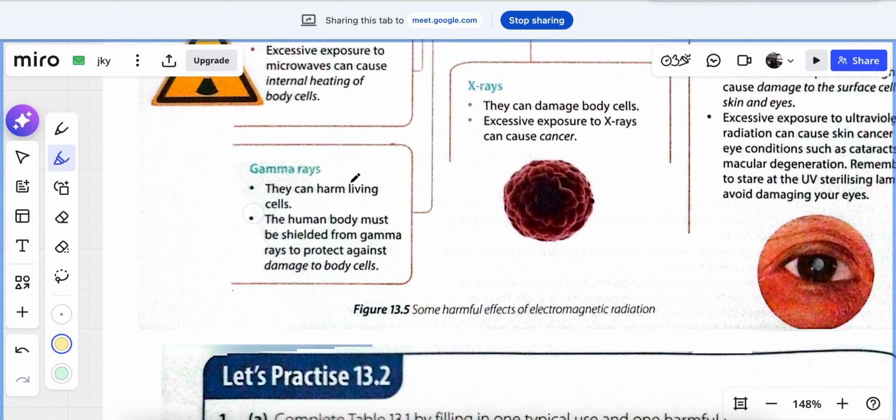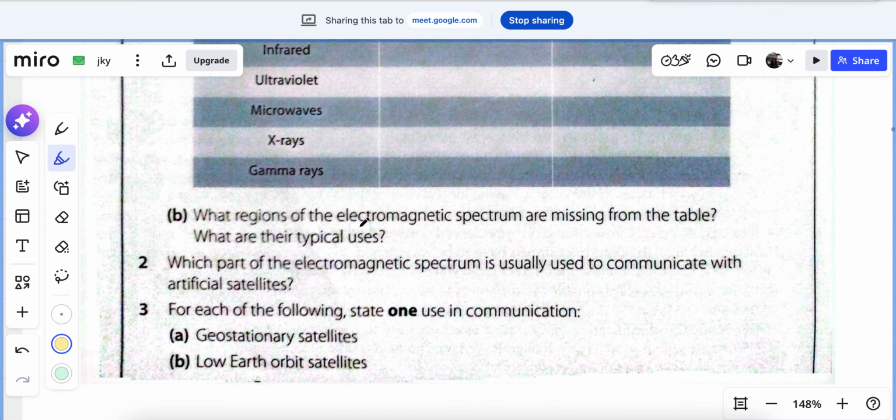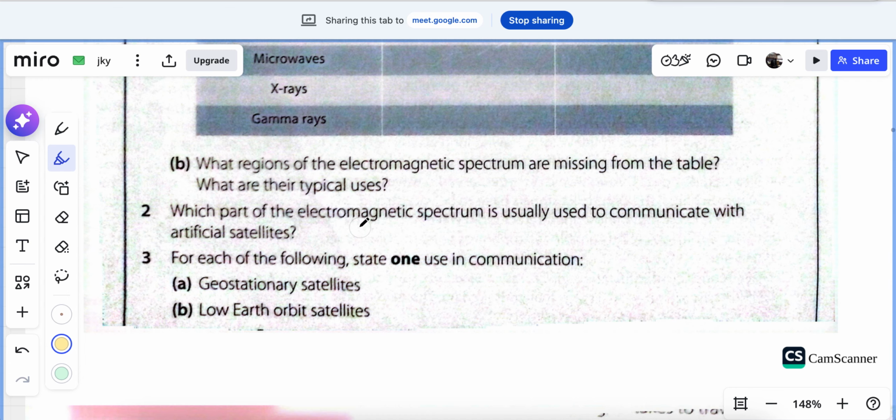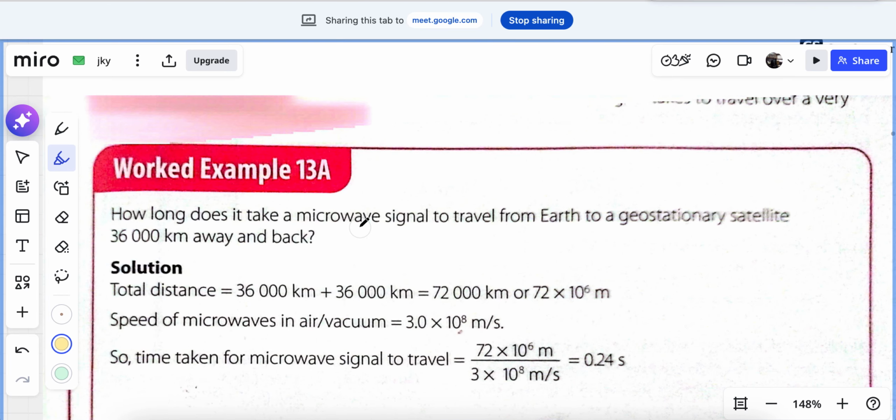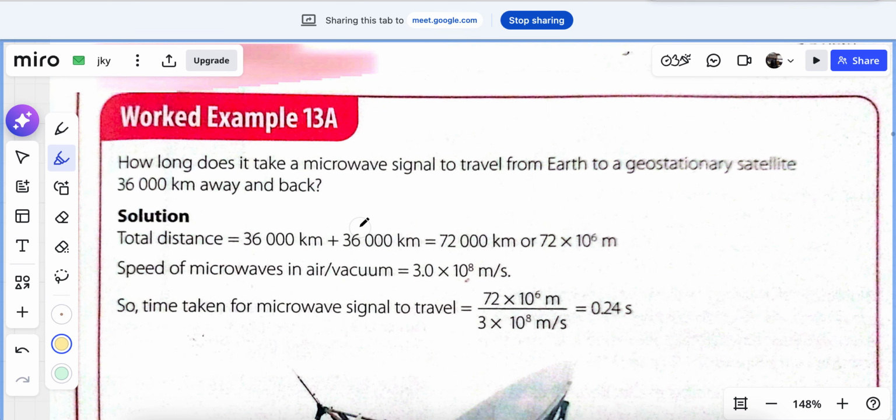So these are some of the harmful parts of it. Now let's go to the third one. Pause the video and answer the following questions. These questions are meant for you to see whether you follow. Pause the video and answer these questions and see if you follow through it.